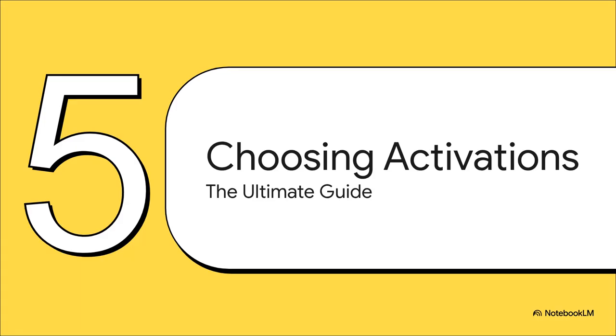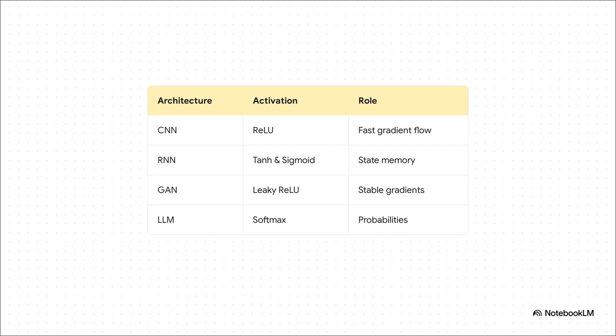And finally, Section 5, how to choose your activation. We've covered the history, the math, and the logic. Now let's turn all of this into a practical cheat sheet for you. Because choosing an activation function isn't just about randomly picking from a drop-down menu in PyTorch. It's about matching the mathematical philosophy of the function to your model's exact specific goal.